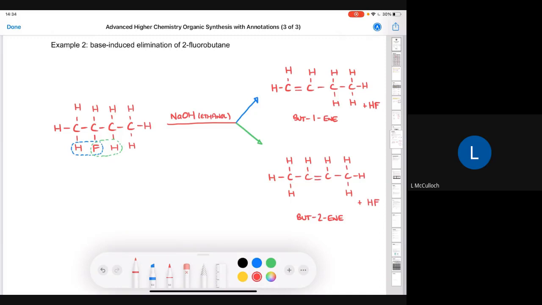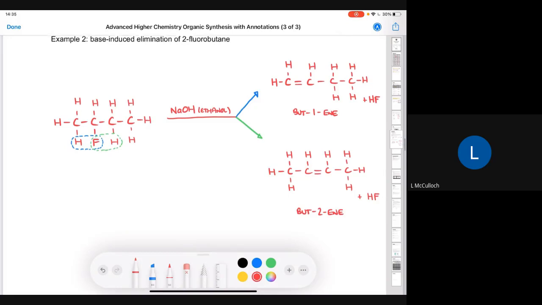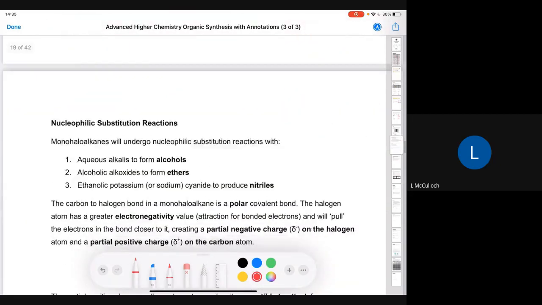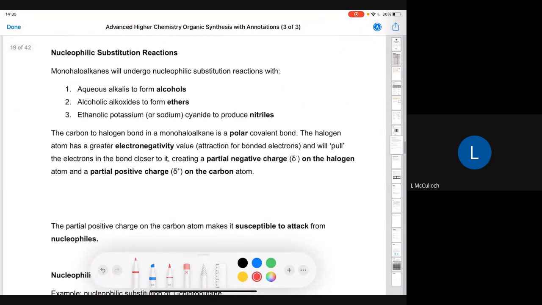Okay, so that's just a wee bit of revision from the work that we did at the beginning on how we can prepare alkenes. So what we're now going to do is look at another way in which we can react monohaloalkanes, and that is with a nucleophilic substitution reaction. So looking at nucleophilic substitution reactions.